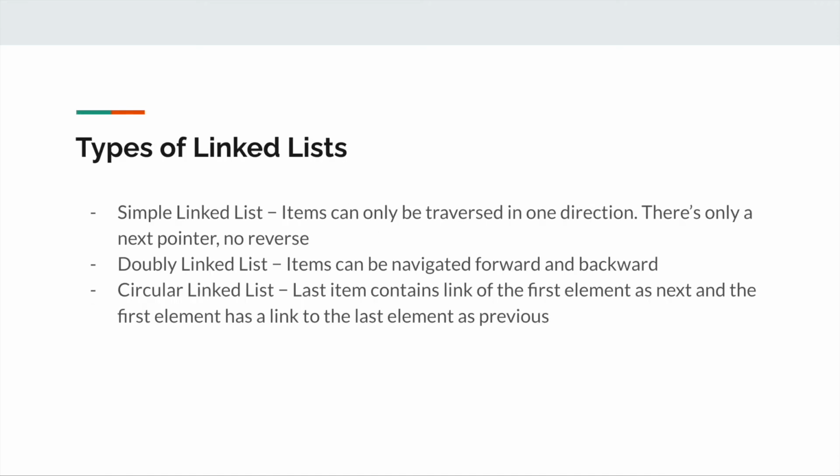There are different types of linked lists, and I'll go over them. So there is a simple linked list, also known as a singly linked list. Items can only be traversed in one direction, so that means there's only a next pointer, there is no prev pointer. And then a doubly linked list, that means items can be navigated forward and backwards, so that means there is both a next pointer and a prev pointer. And then circular linked list, that means the last item contains the link of the first element as its next pointer, while the first element has a link to the last element as its prev pointer.